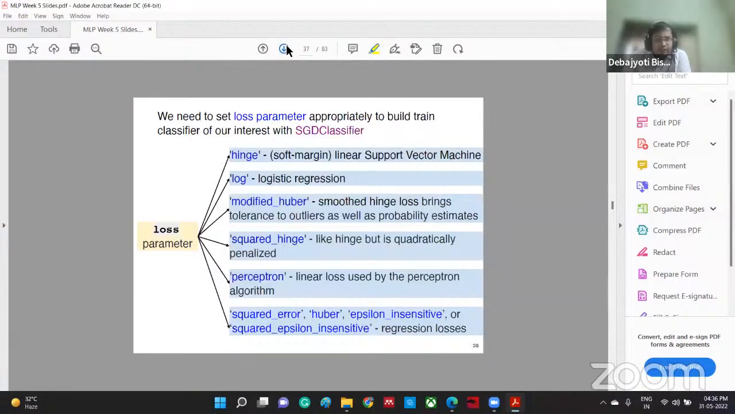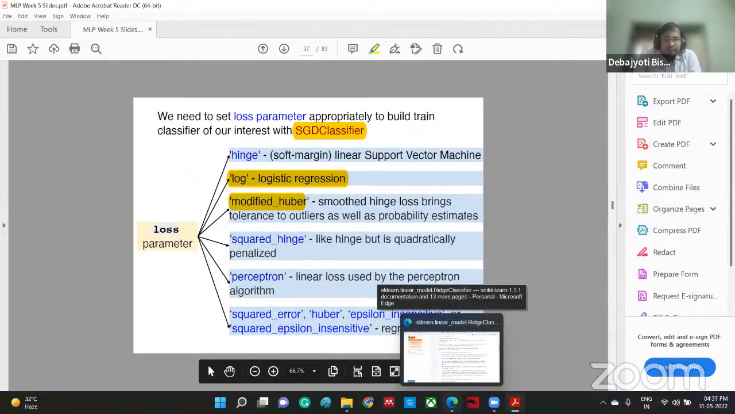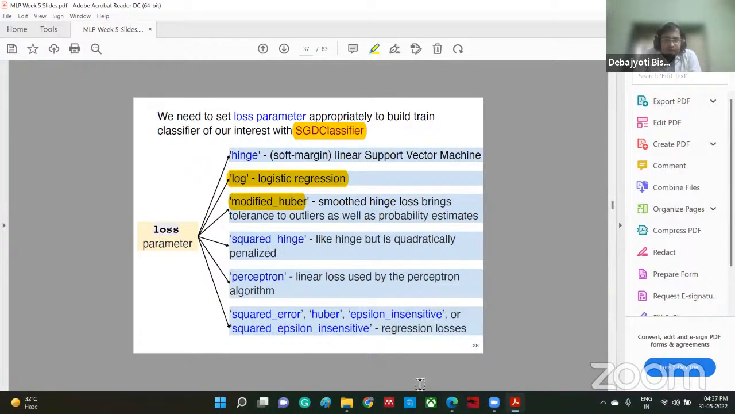Then we have different loss functions, loss parameters, which are used with SGD classifier. One is hinge loss, which is used for linear SVM, then log, which is logistic regression. Huber loss is there, modified Huber is there, squared hinge. So these are all different types of loss parameters. I don't think there will be more questions asked on what those are, but obviously the best way to learn more about them will be in the scikit-learn manual and the relevant user guide. So these are the different types of loss parameters which we can give in SGD classifier.